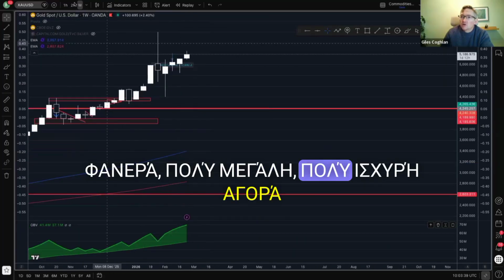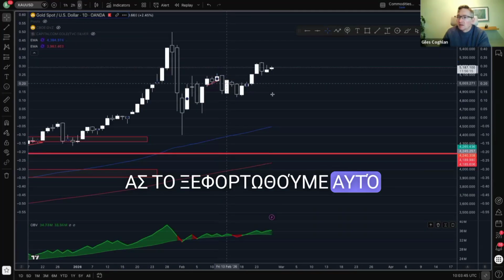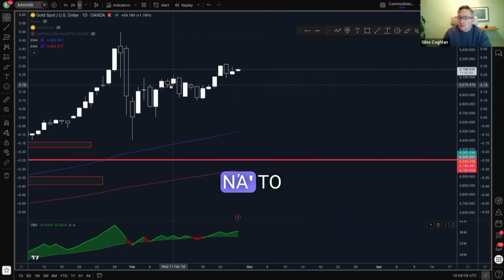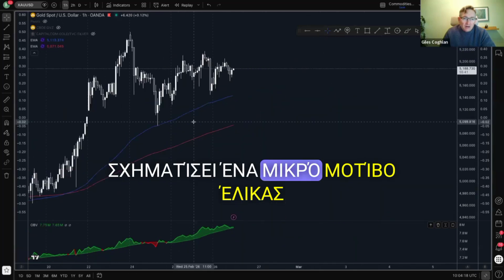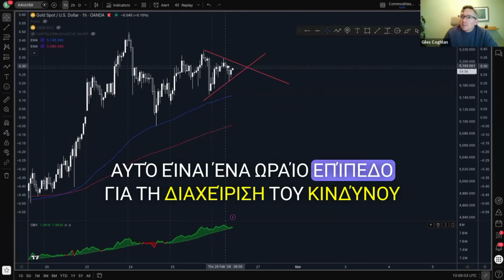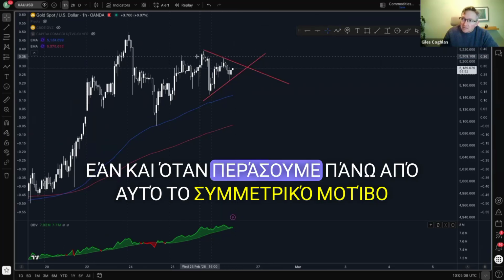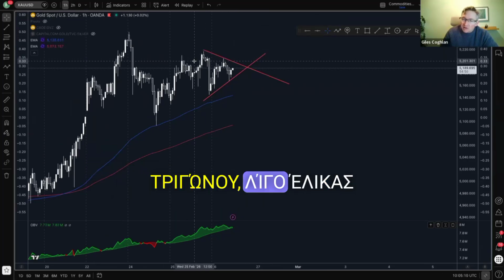Clearly very big, very strong market. Let's just get rid of that. Just want to get rid of those grid lines. There we go. A nice inside bar pattern that's trying to form a little bit of a coiling pattern going on. That's a nice level to manage risk if and when we get above that symmetrical triangle pattern, just a bit of coiling.